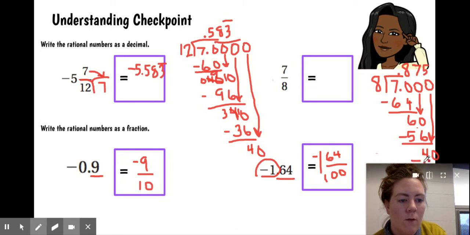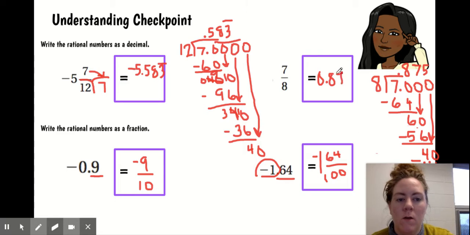8 goes into 40 exactly 5 times. 40 minus 40 is 0. So I get no remainder. I got distracted by my video. It ends. This is terminating. So this answer would be 0.875. And that's your examples.